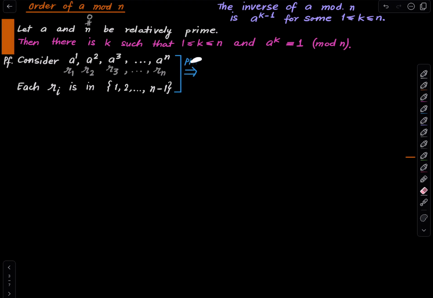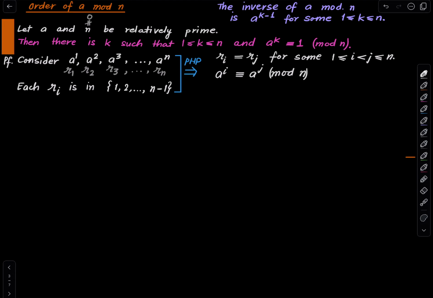we see that Ri must be equal to Rj for some i and j with this property, right? If you have 2 different i and j for which Ri is equal to Rj, you can assume that i is less than j and they are in this range. Great, but what does this mean? This means that a to the power i is congruent to a to the power j modulo n.